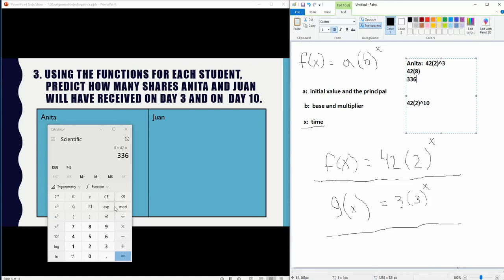So if I clear this out here and we simply do it again, but this time we're going to use that base of 2. We're going to hit that button and now we're going to use 10 because it's the exponent of 10. That's 1024.